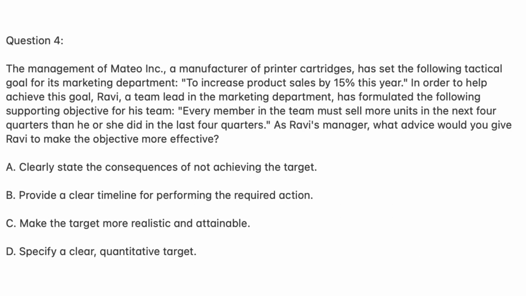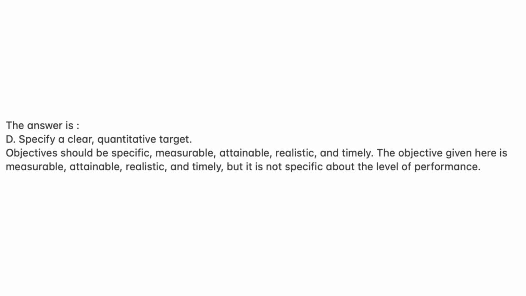A. Clearly state the consequences of not achieving the target. B. Provide a clear timeline for performing the required action. C. Make the target more realistic and attainable. D. Specify a clear, quantitative target. The answer is D. Specify a clear, quantitative target. Objectives should be specific, measurable, attainable, realistic, and timely. The objective given here is measurable, attainable, realistic, and timely, but it is not specific about the level of performance.